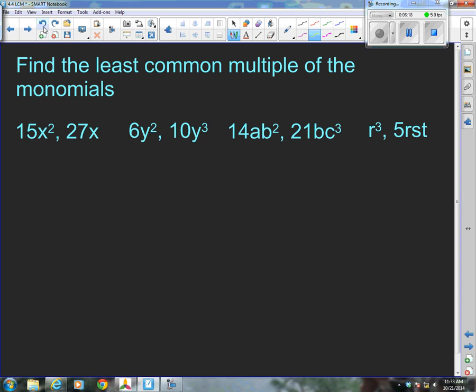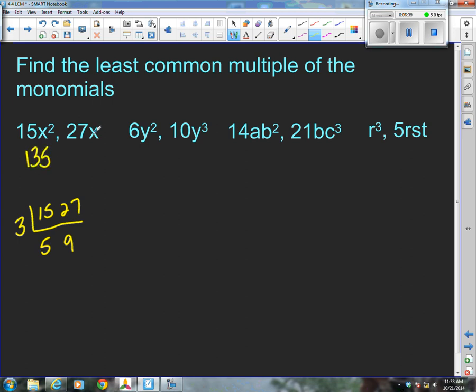Moving on. Least common multiple of the monomials. Okay, with monomials, you simply take the two numbers, 15 and 27, and you find the LCM of those two numbers. 3 goes into that, that's 5, and that's 9. I'm done. 9 times 5 is 45. 45 times 3 is 135.